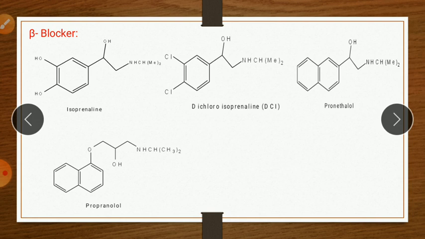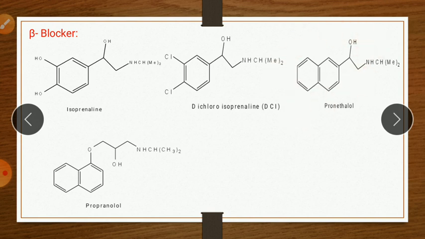Then if we replace this 3,4-dichloro group with a carbon bridge, a phenyl ring carbon bridge, it gives the new drug pronethylol. So it is also a beta antagonist, but due to its side effect, that is tumor induction, it was removed from the market. After that, there are two changes in the structure of this pronethylol.